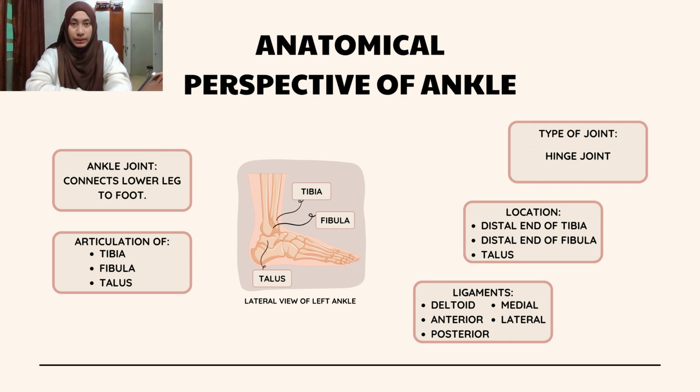The foot and ankle is made up of 26 individual bones of the foot together with the long bones of the lower limbs. The ankle joint connects the lower leg to the foot with the articulation of the tibia, fibula, and talus. The ankle is a hinge joint and is located at the distal end of the tibia, the distal end of the fibula, and the talus. The ligaments involved in the ankle are deltoid, anterior, posterior, medial, and lateral.